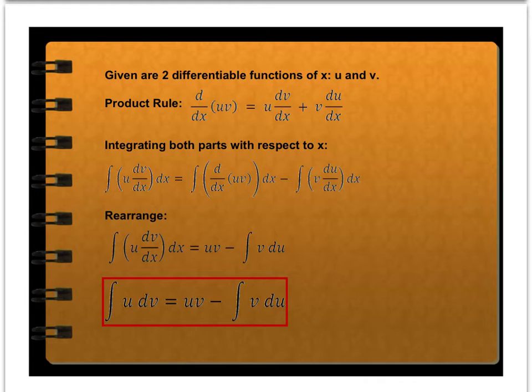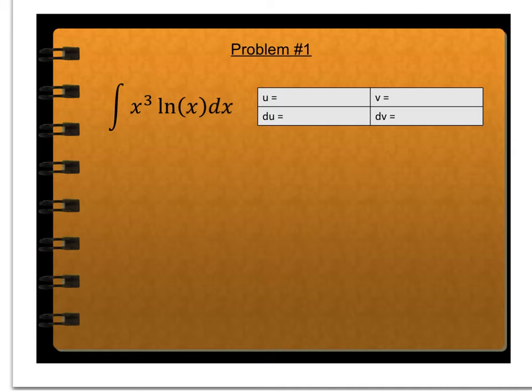The integral of u dv equals uv minus the integral of v du, which I have right here in the red box. And now I will show you how to use that equation to solve a problem. But first we have to decide what u and v should equal to put it in the equation. And to make that a little bit easier, I made a table to organize all the stuff.